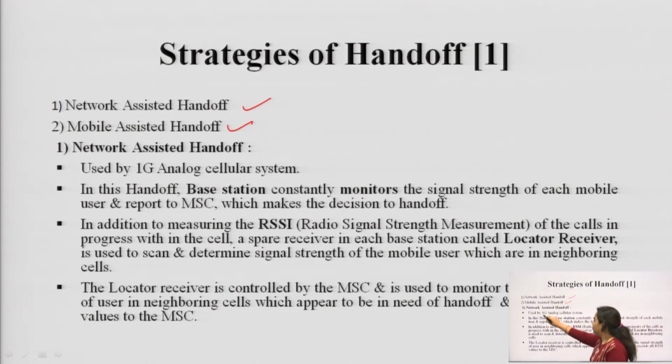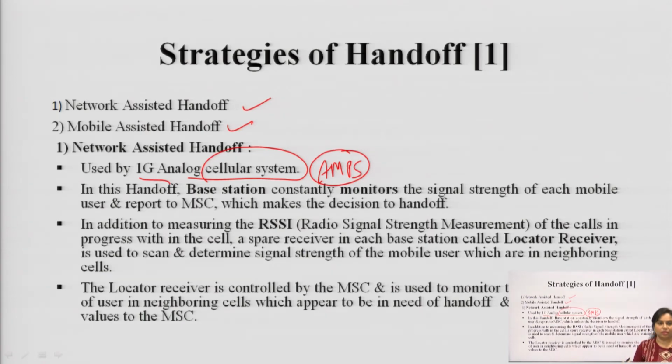It is used by the first generation analog cellular system, in short form known as AMPS. First generation is related to AMPS only, where we are talking about analog communication, that is the analog cellular system. So, in this type of handoff, the base station constantly monitors the signal strength of each mobile user and reports to the MSC, which makes the decision to hand off. Every time a call has been set up, the base station will monitor the strength of the signal, and it will report to the MSC whether any transferring of the control signals is required or not.